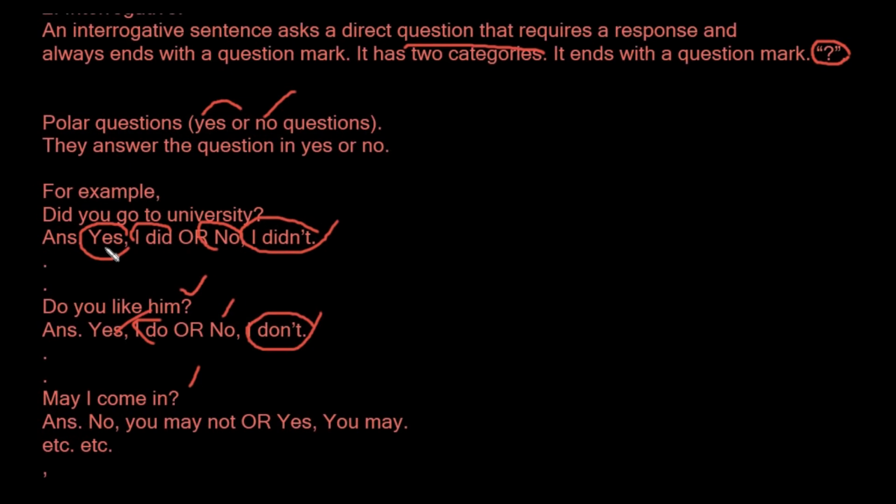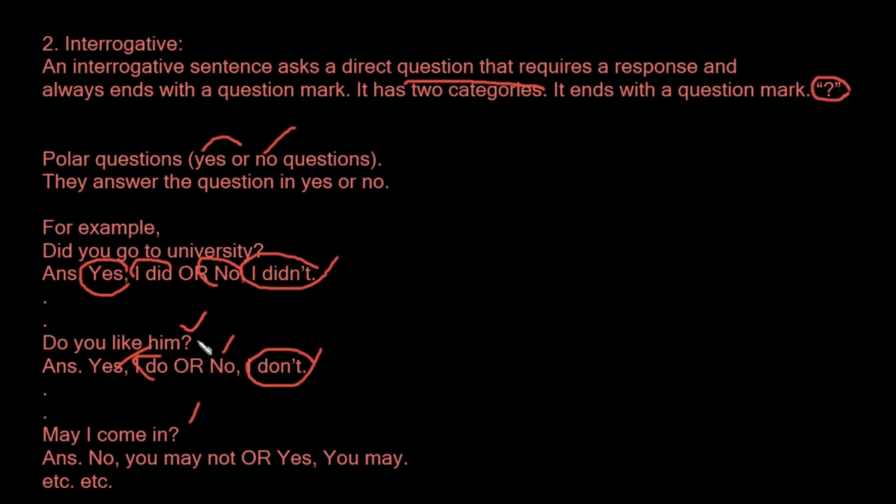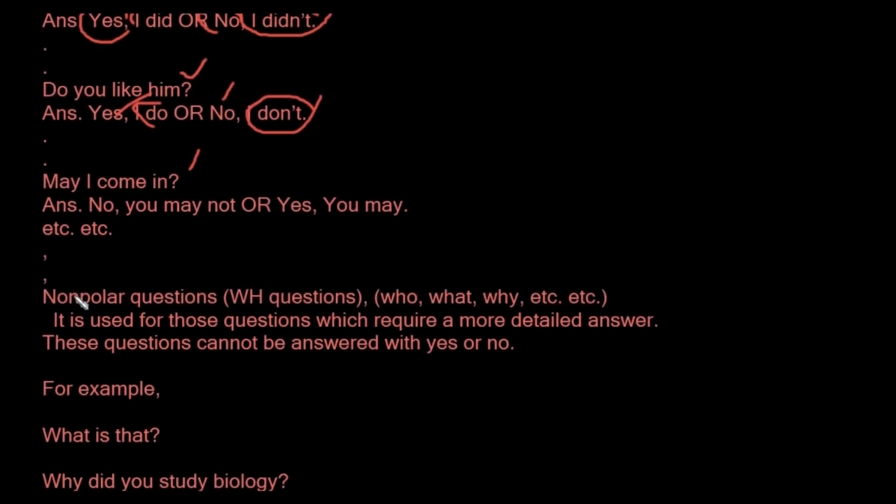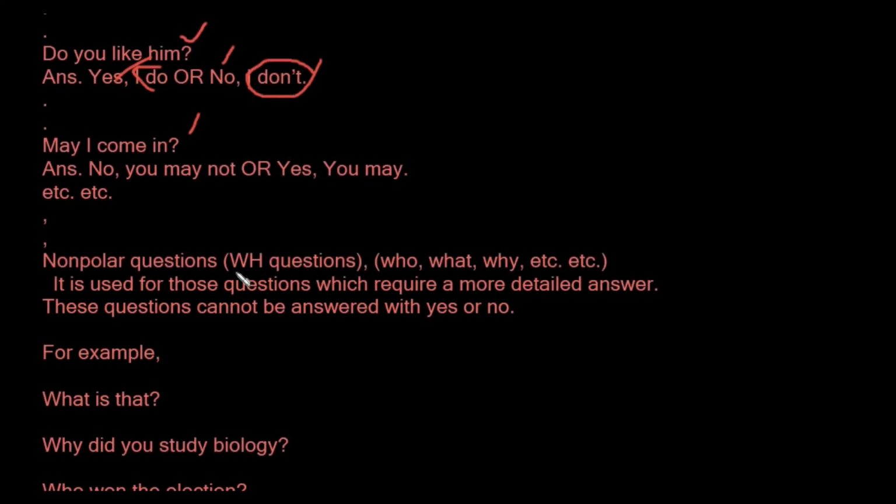So these are all the questions about yes and no. Then we have non-polar questions. They are also called WH questions. And what are the WH questions? It is who, what, why, and so on. So these are the WH questions that we would use to ask someone about something or someone. It is used for those questions which require a more detailed answer.